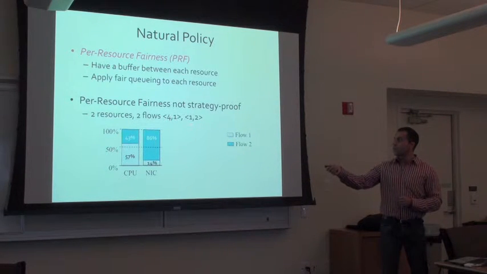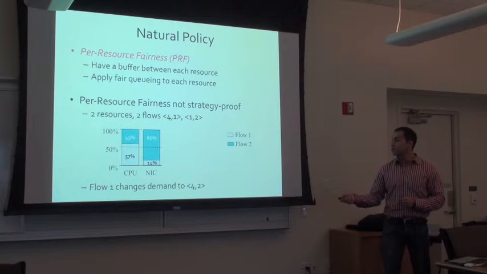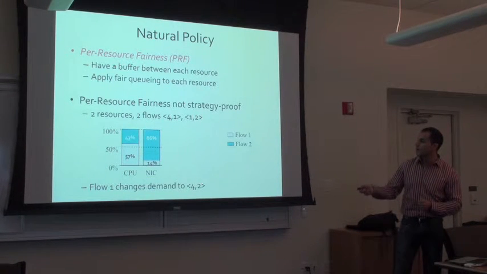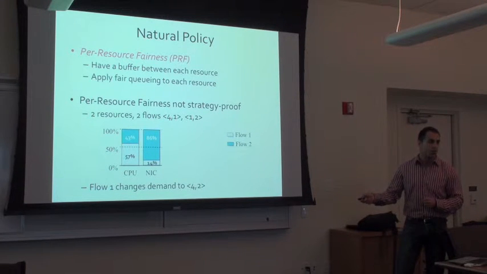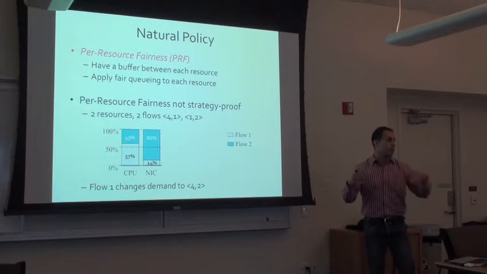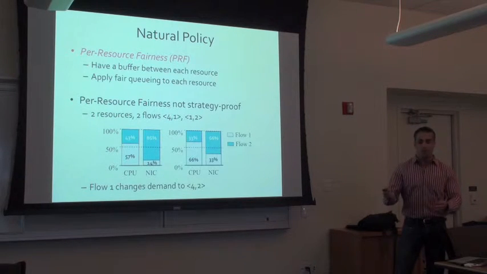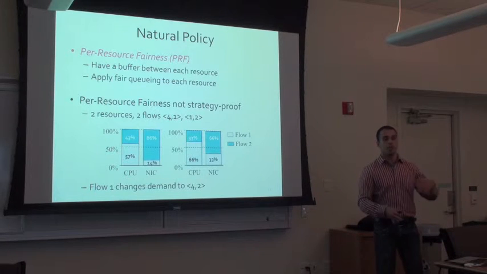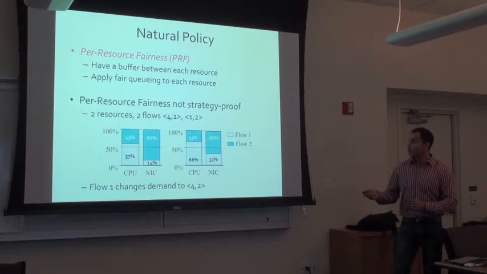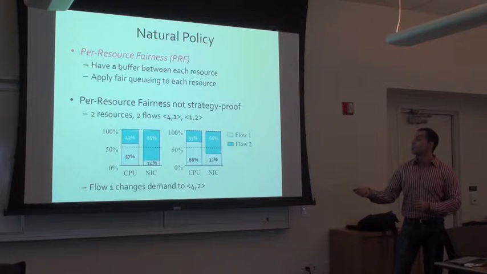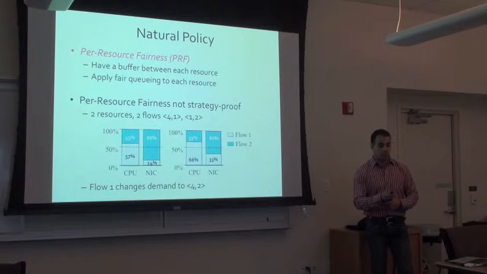Now, if the flow with 4.1 artificially increases its demand to 4.2, in some sense we're now getting symmetric demands. One wants 1.2, another one wants 4.2. If you ignore scaling, they're actually asking for the same vectors. Then you run the system with this first guy asking for 4.2, and you're going to get the following symmetric allocation. Now each of them gets 66% of the resource they want most of, and the other one gets 33% of that resource. So again, by increasing its demand, it's been able to get more of both of the resources. It went from 57.14 to 66.33. So per-resource fairness also violates strategy-proofness.